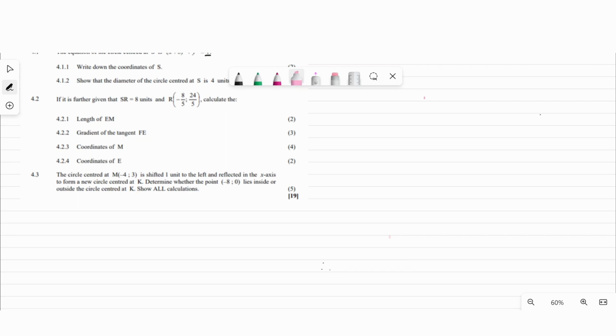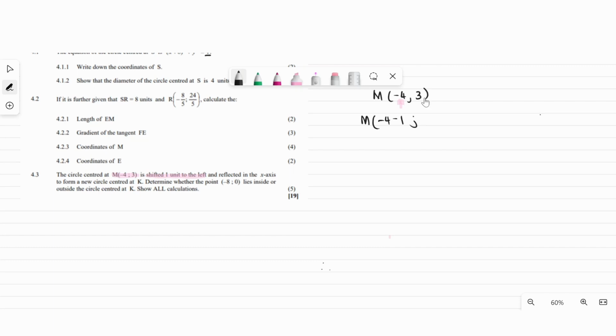So the last question says the circle is centered at M. Then they give us that M is negative 4 and 3. They tell us that it shifts 1 unit to the left. So if it shifts 1 unit to the left, wherever this coordinate is, it's going to move. We're going to subtract 1. So M, because it shifts to the left, is going to be -4 minus 1, right?